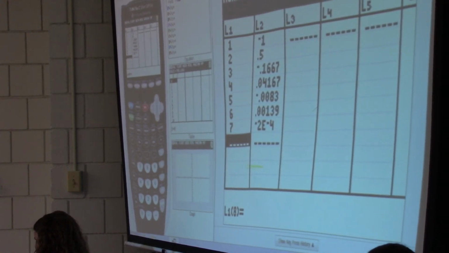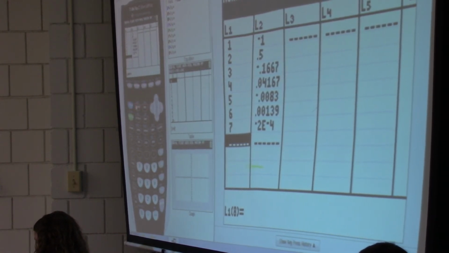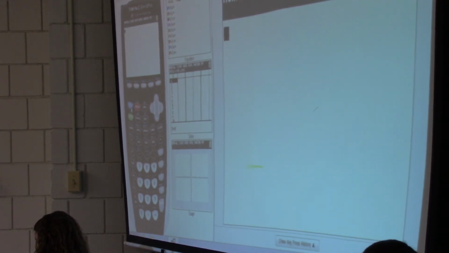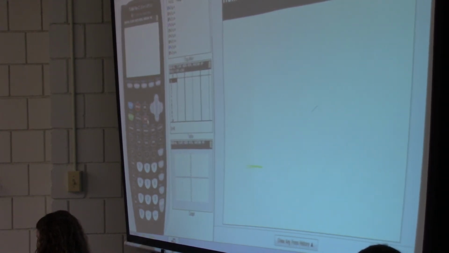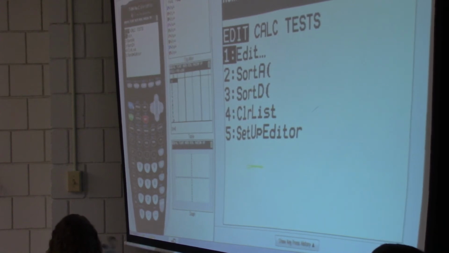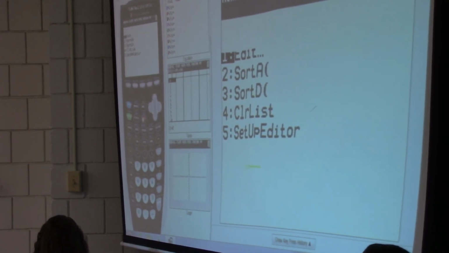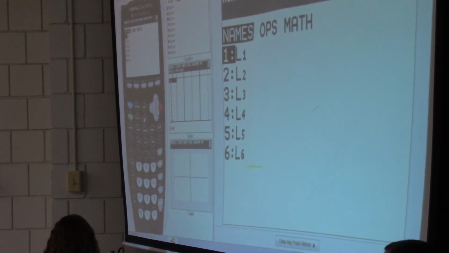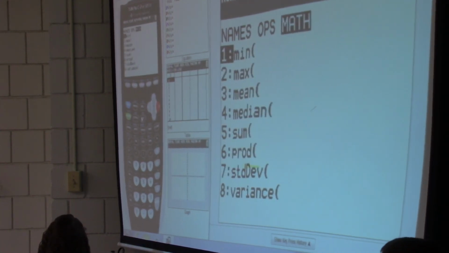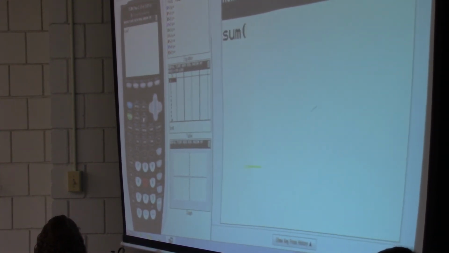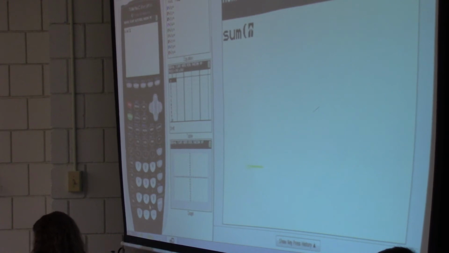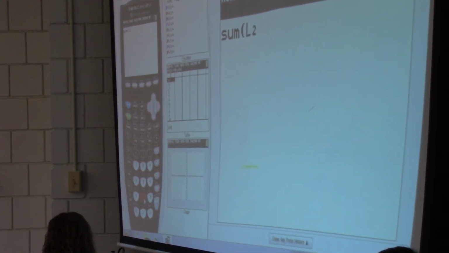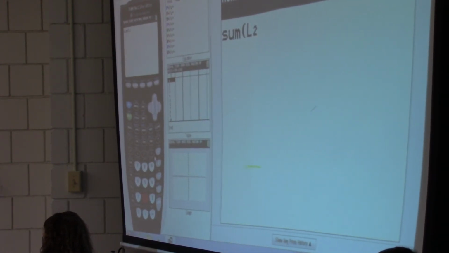Good. So I'll hit second quit or second mode. And I'll go to list. Whoops. Second. Stat. There we go. I'm going to go over to math. Use that summation button. And I'm going to sum which list? L2. And I only have to go to 4 decimal places, right?